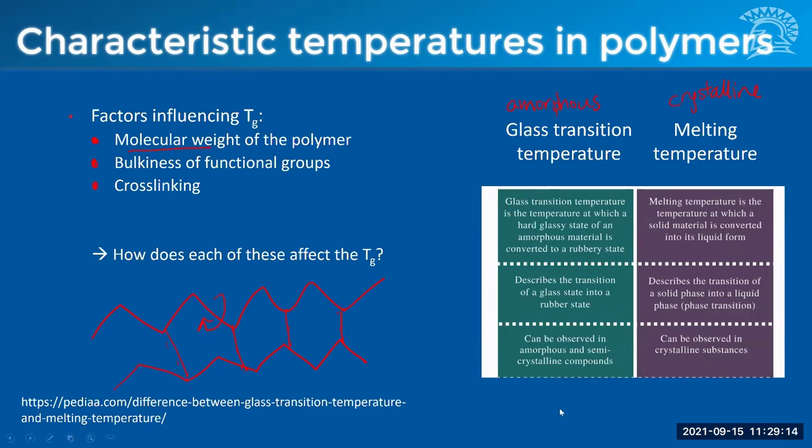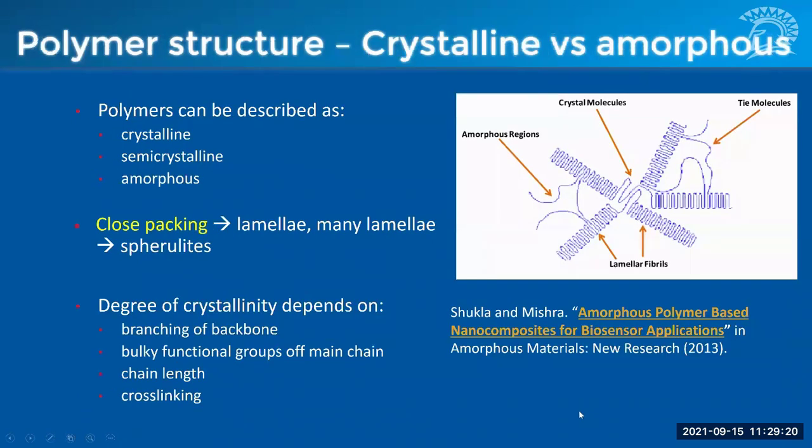Okay, so we can predict macro scale properties of polymers just by looking at their chemical structure, which I think is pretty cool. Okay, so we can describe polymers as either crystalline, semi-crystalline, or amorphous, and we can associate different characteristic temperatures with each of those.